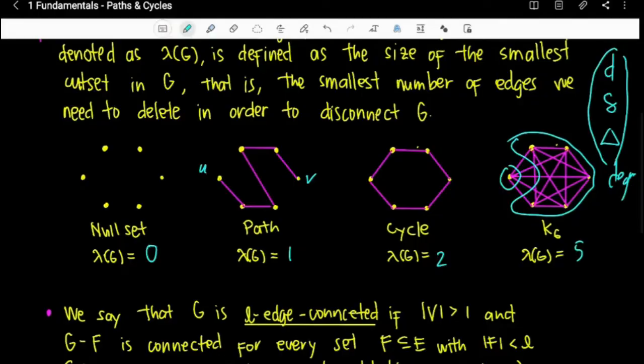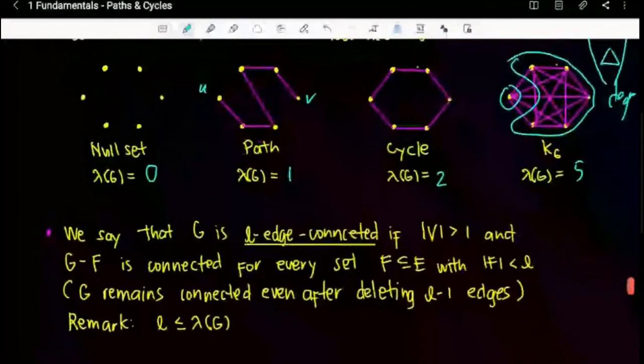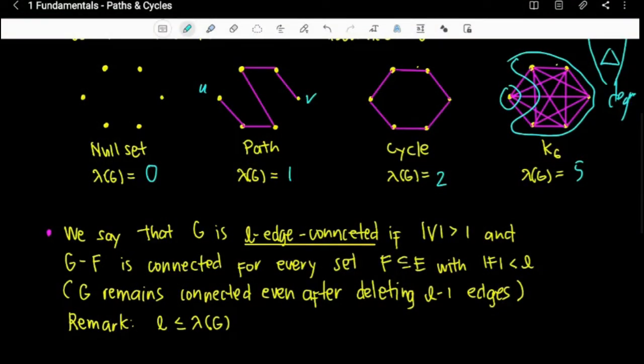So that's what we mean by edge connected. Now, we say that G is L-edge connected if the order of G is greater than 1. Kailangan at least kasi magkaroon tayo ng edge. And G minus F is connected for every set F subset of the edge set with the number of elements of F less than L. This means that G remains connected even after deleting L minus 1 edges. So parang dinidescribe mo yung set. Okay, this set is 2-edge connected.